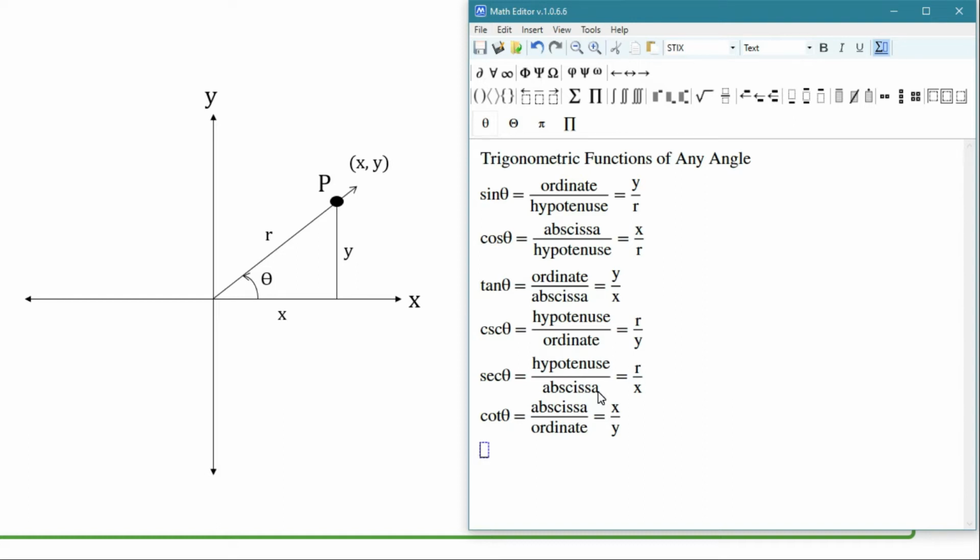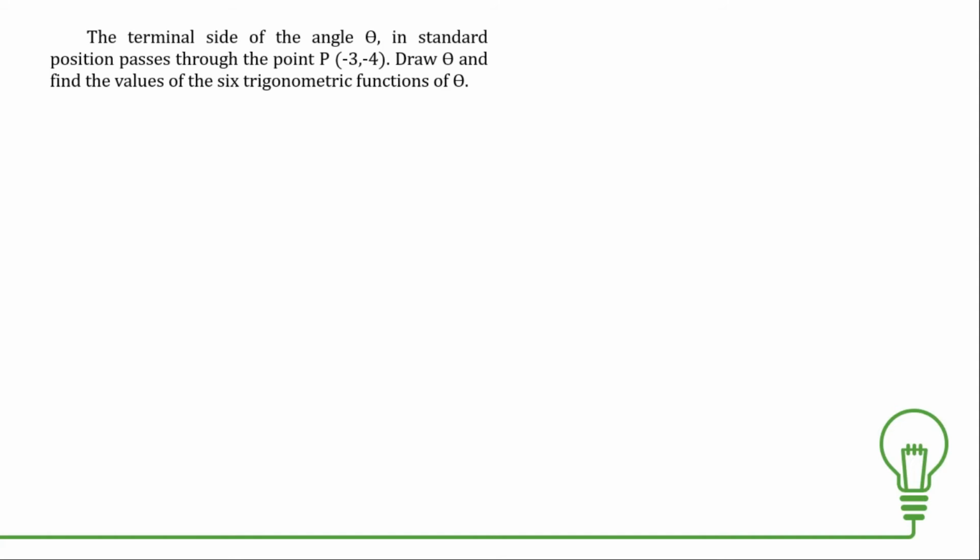So let us have an example. Let us have a situation to solve. It says here that the terminal side of the angle theta in standard position, and you always have to take note that your angle must be in its standard position, passes through a point P, wherein the coordinates of point P are -3, -4. What we're going to do is to draw theta and find the values of the 6 trigonometric functions of theta.